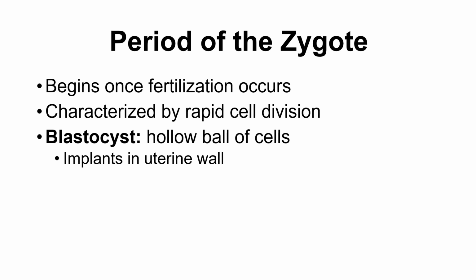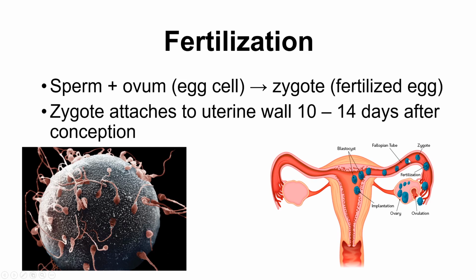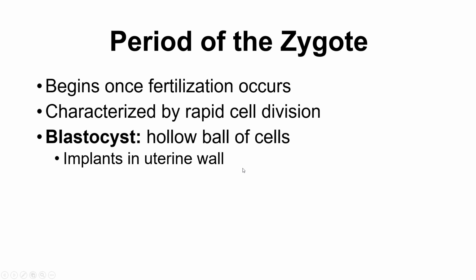So it starts when fertilization occurs. We talked about the fact that it is characterized by rapid cell division. So while that zygote is traveling down the fallopian tube, if we look in here, we can see that it starts as one cell, which becomes two, which then becomes four, which then becomes 16, and we get this exponential growth as it travels up to the point where it implants in the uterus.